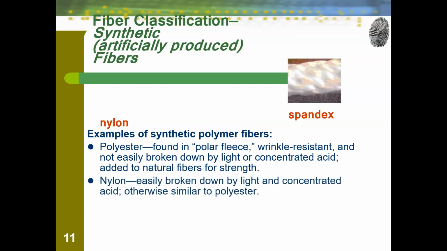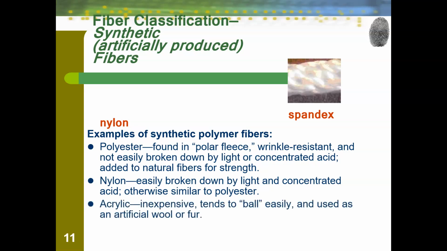Then we have nylon. It is easily broken down by light and concentrated acid, but otherwise it is pretty similar to polyester. It's wrinkle resistant, so it is often found in traveling clothes and things that are trying not to wrinkle. We have acrylic, which is inexpensive, but it does tend to ball easily. It is often used as an artificial for wool and fur, so most commonly you see acrylic in sweaters. So if you have a sweater that you've noticed pills really badly, check the tag, it might be acrylic.